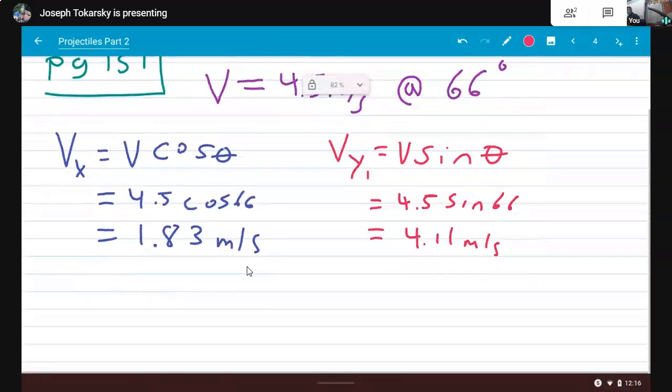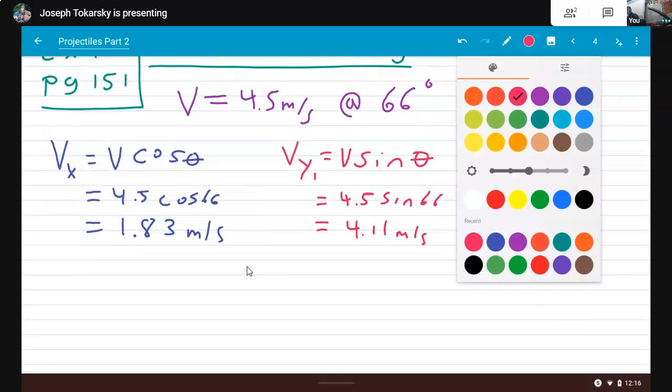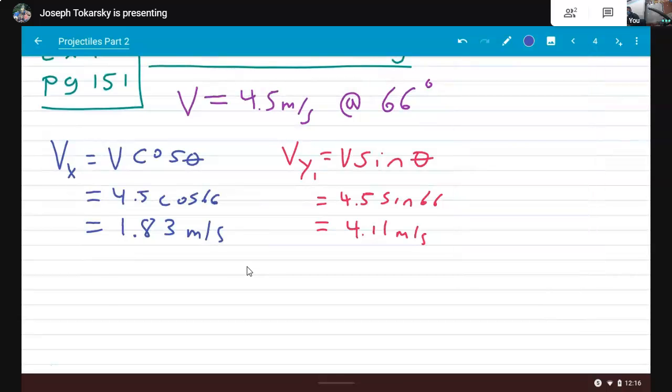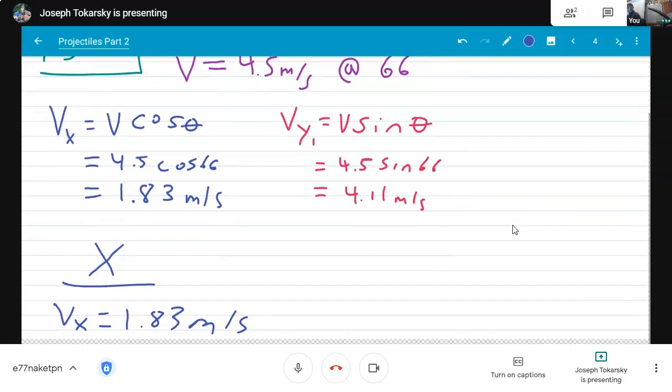So horizontally, of course, we could throw that VX in there now that we kind of extracted it from the original. Can't stress enough, though, that if you try to put 4.5 meters per second in like an X or Y column, you're going to royally mess up. You have to do this and break it into those components first.